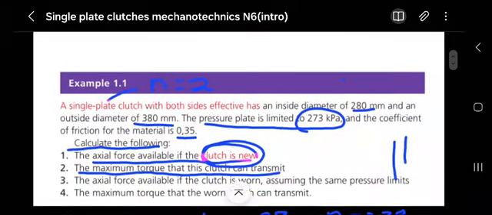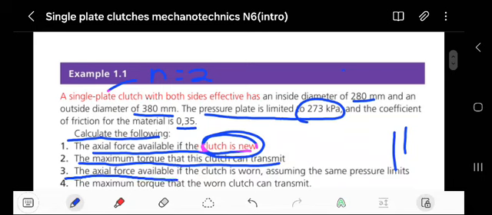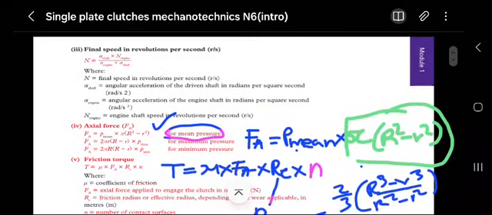Let's check number 3. The axial force now available if the clutch is worn, assuming the same pressure limit. They say we're assuming they did not change the pressure. They say let us just use the same pressure that they've given us. They want the axial force available if the clutch is worn. What is the formula that we'll use?